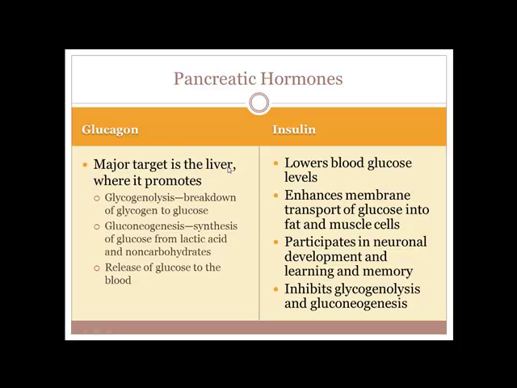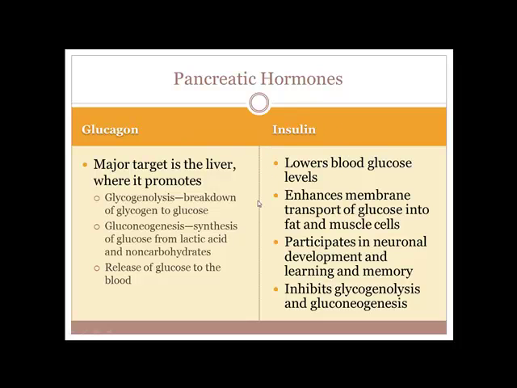Glucagon, its major target is going to be the liver, where it's going to promote glycogenolysis and gluconeogenesis. Glycogenolysis is the conversion of glycogen to glucose, and gluconeogenesis is going to be the synthesis of glucose from lactic acid and non-carbohydrates. We make lots of glucose and release it into the blood.